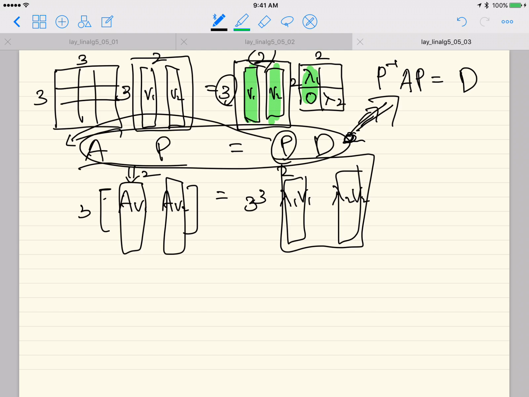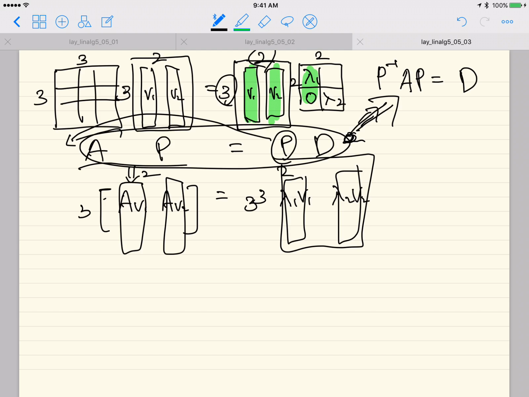So it is not possible. And why is it not possible? Are we not sure about the existence of P inverse? Yeah, that is right. You're right.